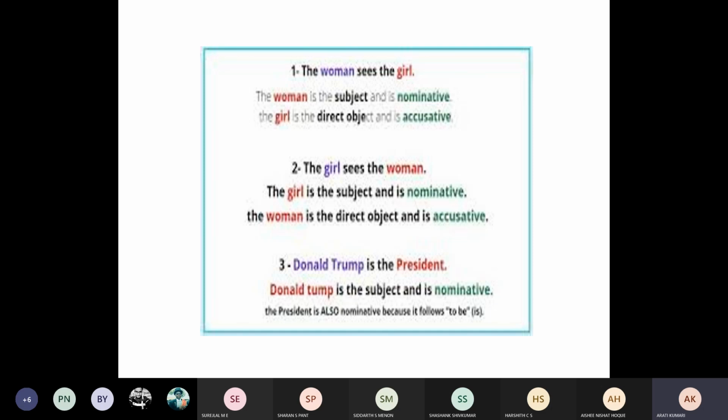There is another verb which is called haben, to have. Something that follows this verb haben is always accusative. So remember it, sein is always followed by nominative and haben is always followed by accusative. That is also one important thing. Let's go to the next one.